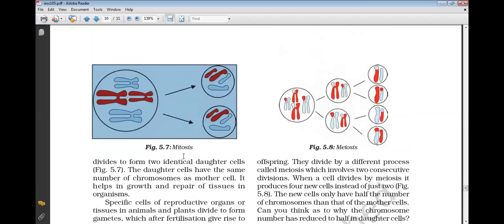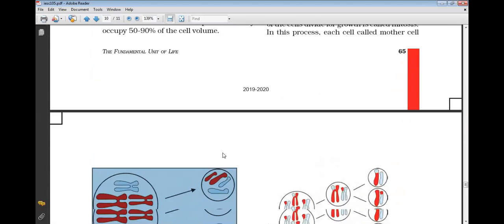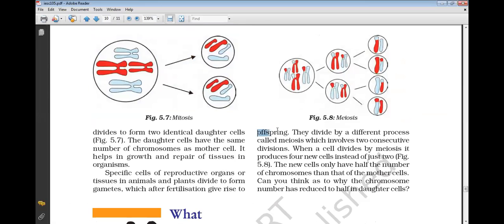And this type of gametes, the cell division which takes place in this type of gametes to give rise to offsprings, they divide by a different process called meiosis. This is it, meiosis. You can see the meiotic division.